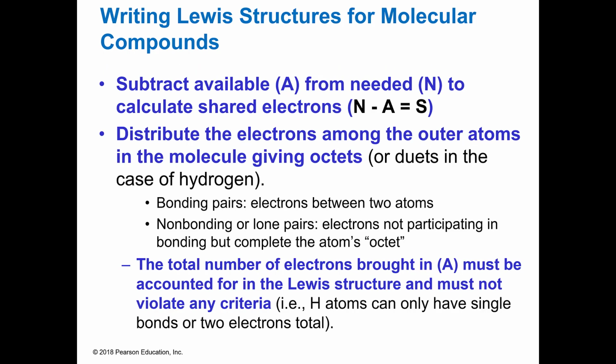Then you subtract A from N and you get S, and so that number is how many they need to share between them. Then you distribute them among the outer atoms first, and then put them on the central atom, because only the central can violate the octet rule. None of the terminal elements can violate the octet rule. All right?